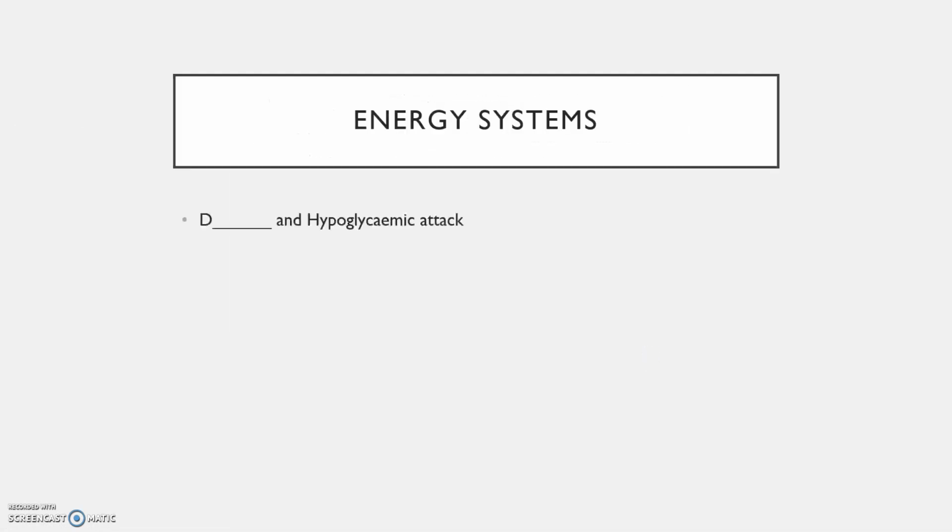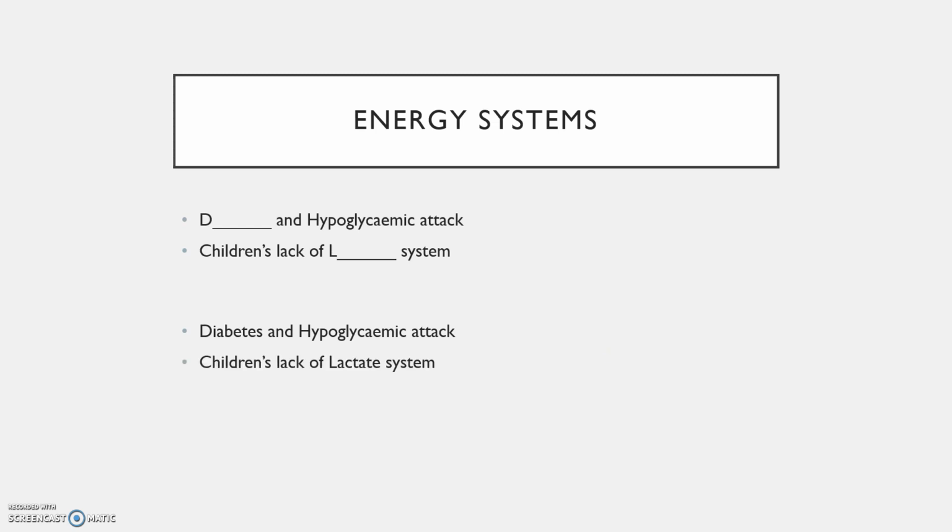Finally, energy systems. There hasn't been a question on the additional factors of the energy systems yet, so I haven't got one for you. However, it's important you look back over this in your notes or on the PowerPoints that are available, maybe especially this top one here. Look at that, because it may come up in the exam. It may just ask you to describe the impact of and on the energy system and so on. So the answers you should get, so pause it if you haven't already: diabetes and hypoglycemic attack, children's lack of lactate system.